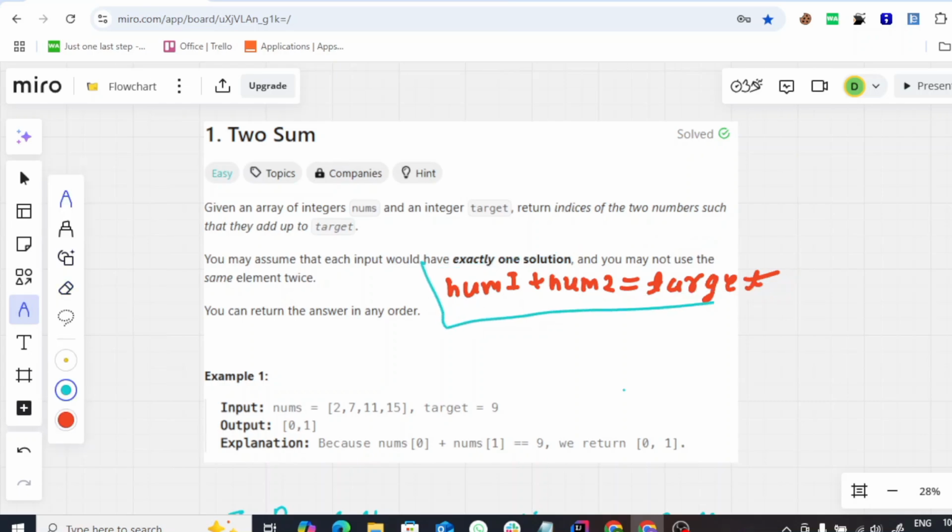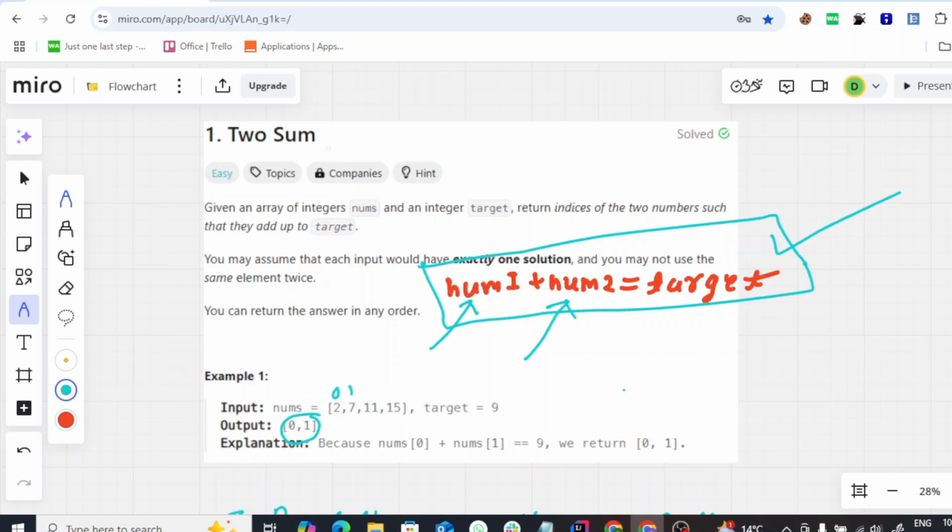So now, guys, what we have to do: if you understand this question, num1 plus num2 is equal to target. The question is saying you have to find two numbers, num1 and num2, whose sum is equal to the target, and you need to return the indices of these numbers. You have to return the indices of num1 and num2 in an array. As you can see here, this is the array, and let me index these elements.